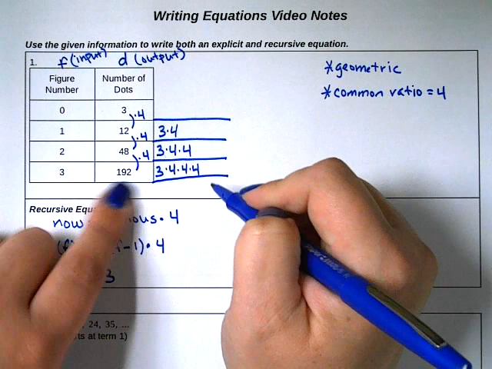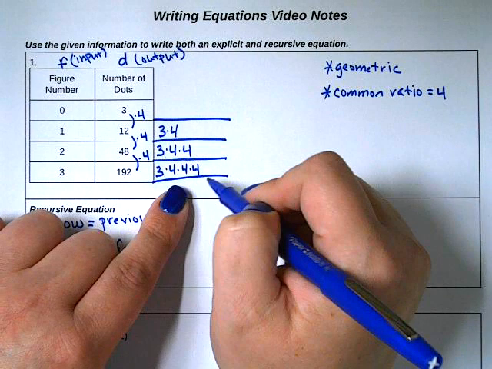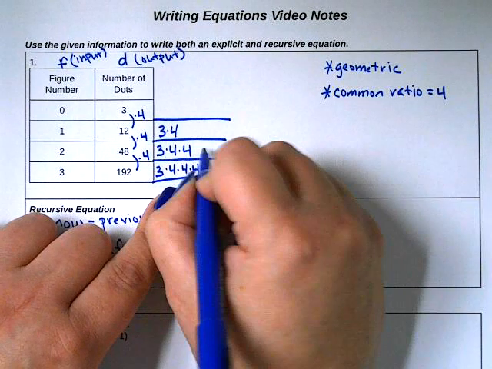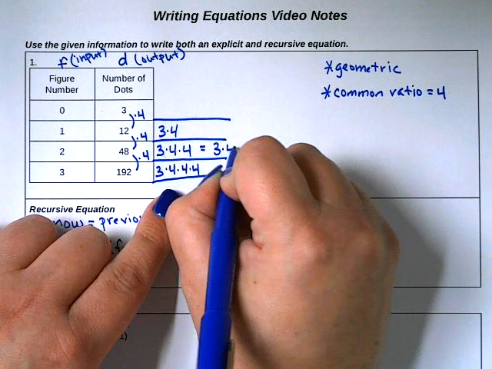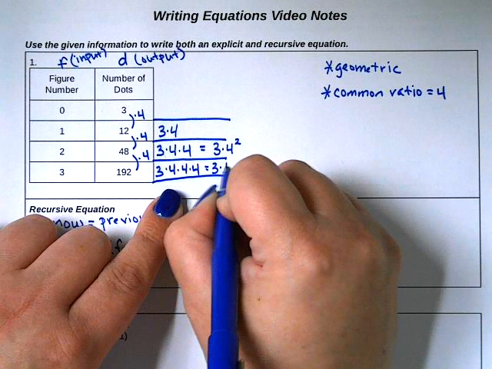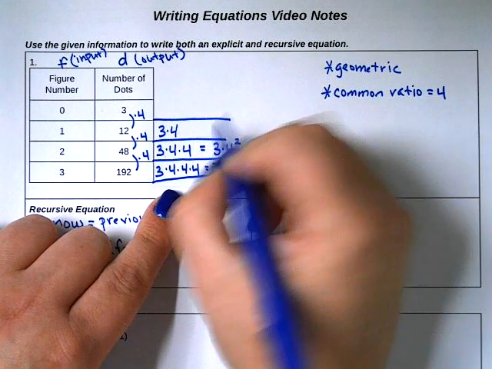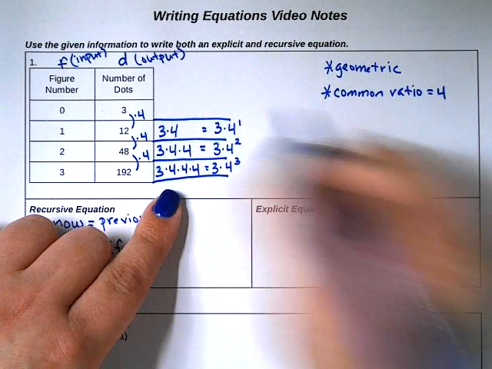Well, we know if we're writing out repeated multiplication, we can rewrite that using exponents. So this is the same as 3 times 4 to the second power. This is 3 times 4 to the third power. And we know we can rewrite this one as 3 times 4 to the first power.